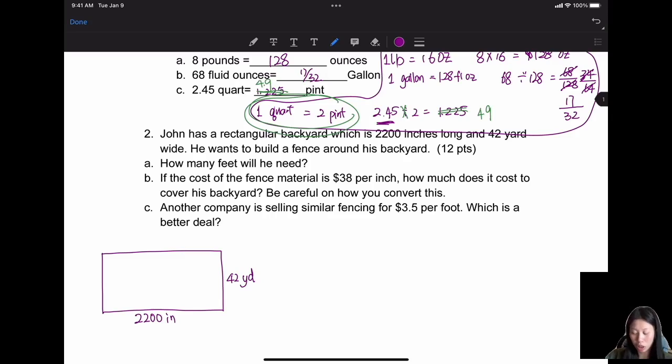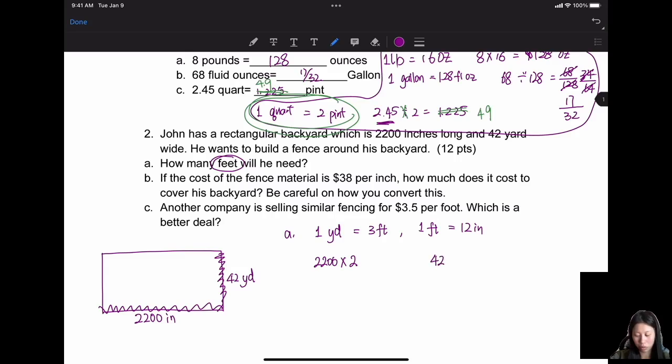So the first thing we need to know is the conversion unit. We have 1 yard equals 3 feet, and then 1 foot equals 12 inches. Since they ask how many feet you need totally to fence the backyard, you can't just fence these 2 sides, right? You need to fence the whole backyard. So that means you need to fence 2 lengths and then 2 widths. I should keep the units.